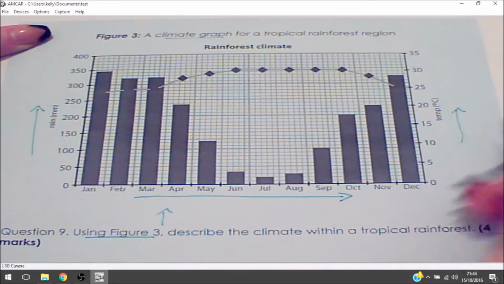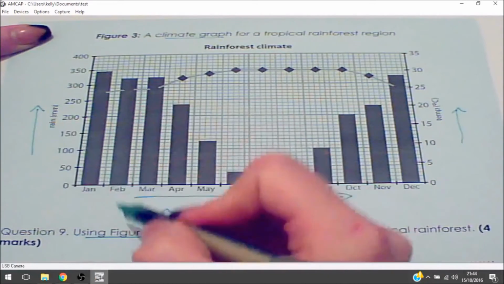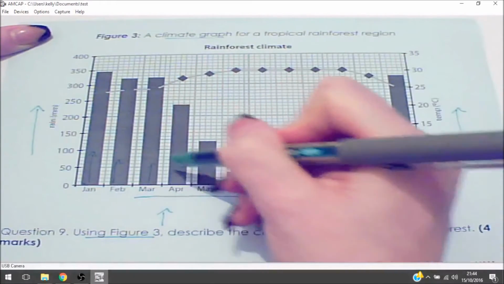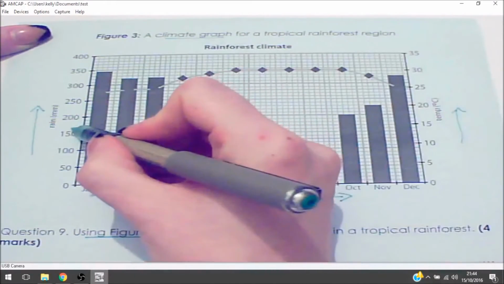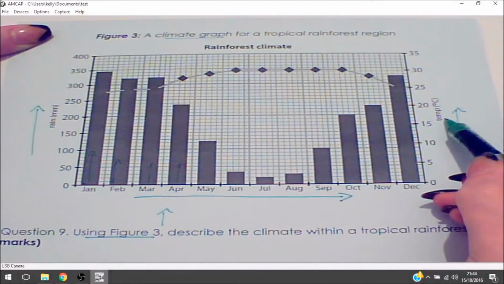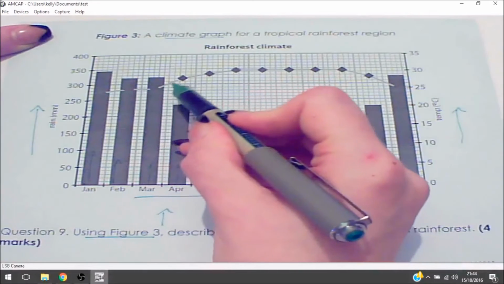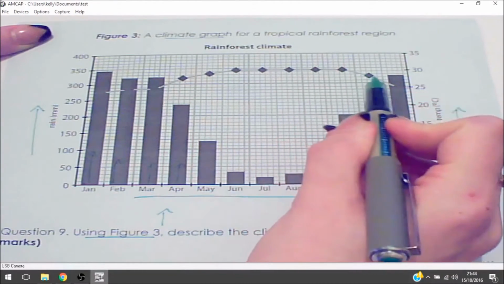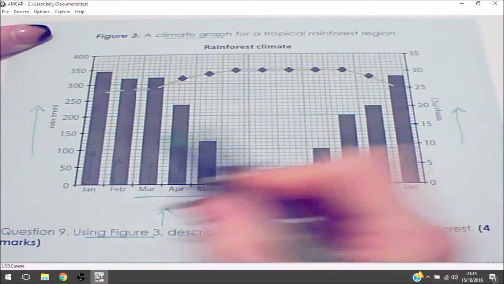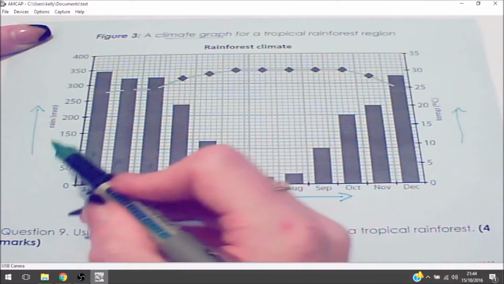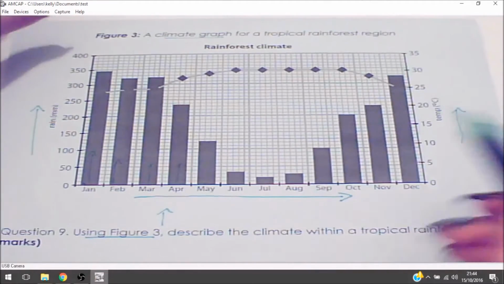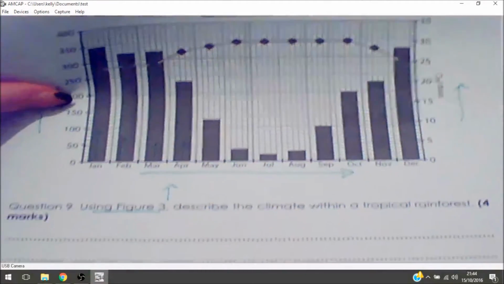Now it's very important that for rain, you're looking at the bars. So all these different bars, and you're using the left-hand side of the axis. For temperature, you're looking at the points and the line, and this time you're using the right-hand side of the axis. Don't get the two axes confused. Okay, so left for bars, right for the line. So let's look at this question.